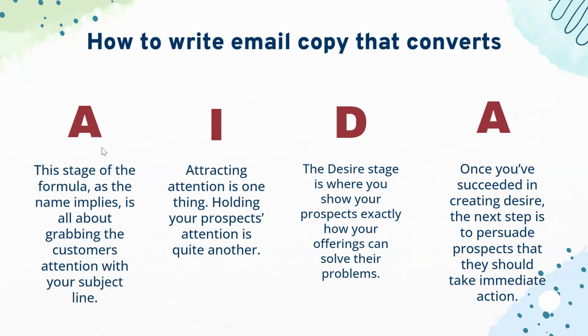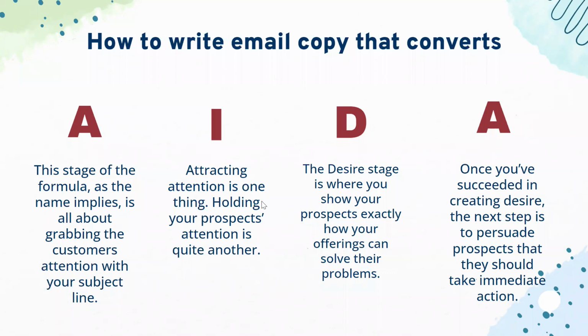The first step is what we call the attention stage. This is all about grabbing the customer's attention. For your email, this is done in the subject of your email. That is the attention, because when the customer receives the email in their inbox, the subject is the first thing that they are going to see. Then the second step is the I, that is the interest, right? We grab the customer's attention with our email subject. So how do we make them interested in what we are putting out?